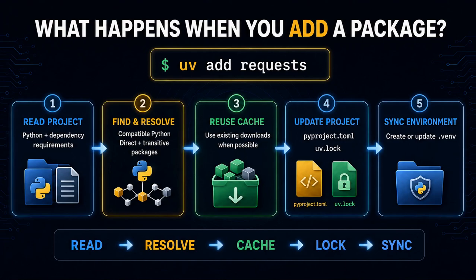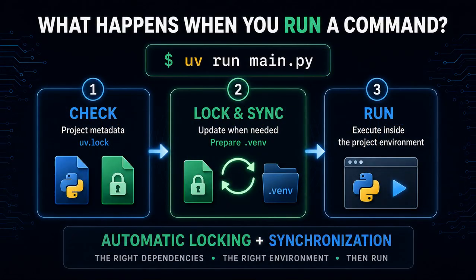Once UV has found a compatible solution, it adds requests as a direct dependency in pyproject.toml and records the exact resolved dependency set in uv.lock. It then creates or updates .venv so the installed environment matches the project. When we enter uv run main.py, UV compares the project metadata with the lock file and checks the environment. If locking or synchronization is needed, UV handles it automatically. It then executes main.py inside the project environment. The important idea is not the internal machinery, it is that UV keeps the project definition, exact dependency resolution, and installed environment working together, while its shared cache helps make repeated operations faster.